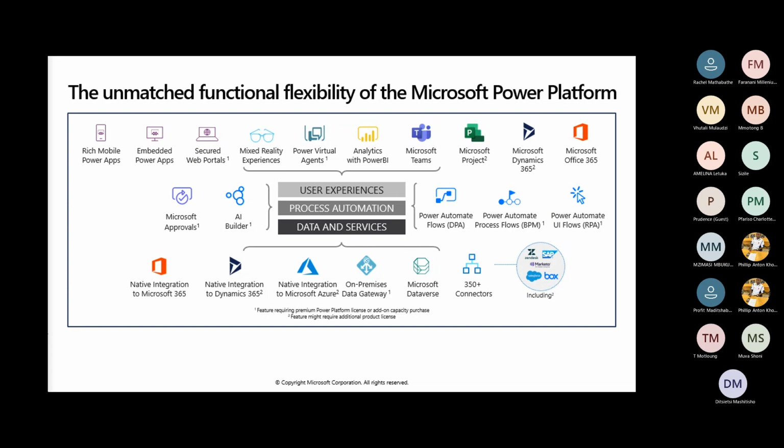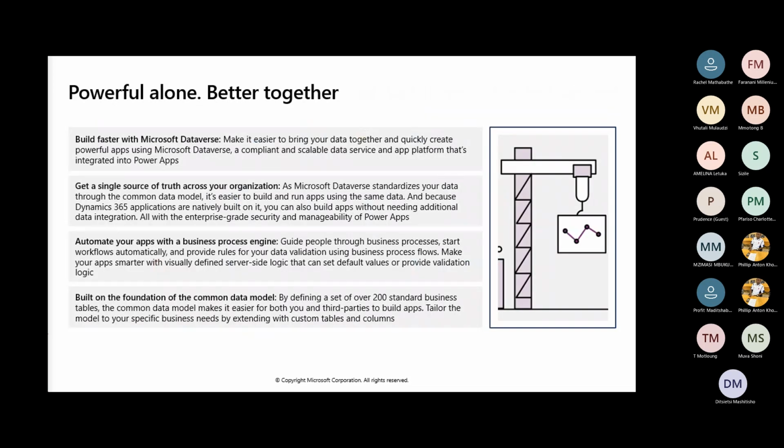Okay, so yeah, as I said, we have data services, which is this one, and we have processes, process automation, as well as user experience. So that's how we will pull everything together. Okay, so now let's look at it: you can have each be powerful alone, but then it can be better if they are all connected together, right?